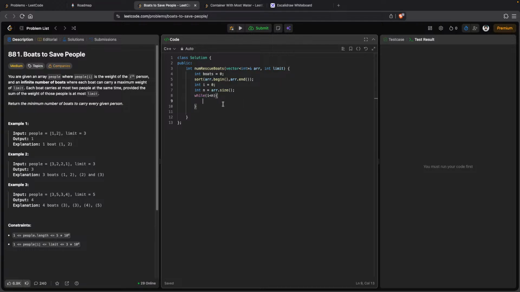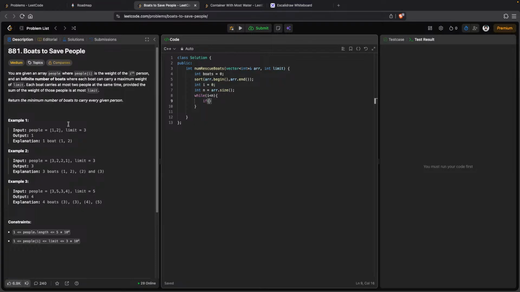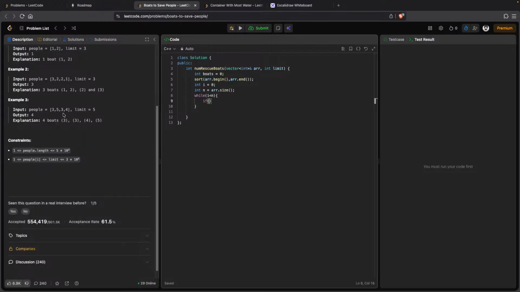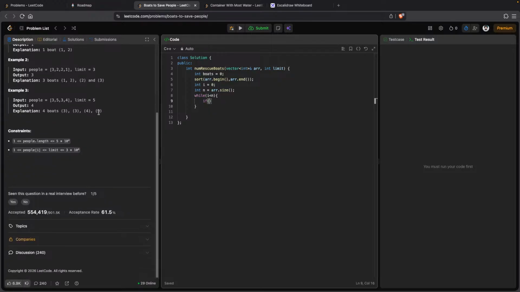Okay, now we will just check for the condition, if there is a condition that tells an edge case, or that the people sum can be greater than the limit. Each boat carries at most 2 people at the same time, provided the sum of the weights is within the limit. I think that's not the case here. I think all the weights will be within the limit.